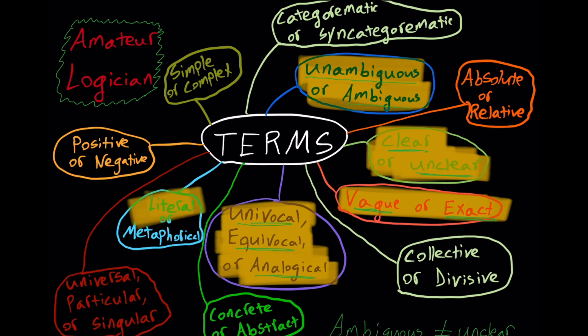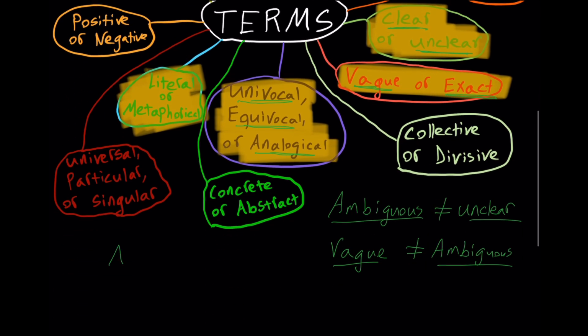Fifth, we have literal versus metaphorical. Once again, we have to note the nuances. An analogous term is not the same thing as a metaphorical term. Analogous or analogical and metaphorical are different. An analogous term is literal. It's not metaphorical. When you say he is good or the flower is good, you're using the term good in a literal way, not a metaphorical way.